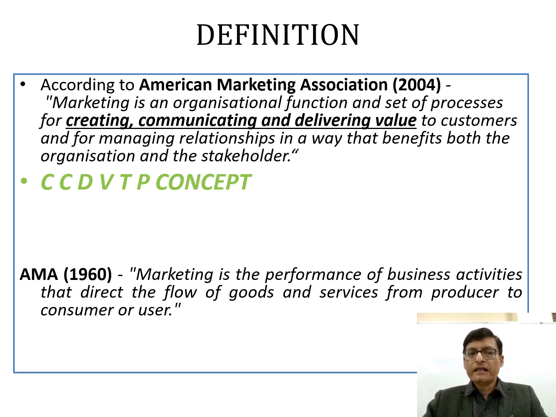Third is DVT. DVT stands for delivering value to the customer. D stands for delivering, V stands for value, and T stands for to the customer. And finally, it is P. P means for profit. Everything that the organization is doing is only for the profit. So the CCDVTP concept stands for creating, communicating, delivering value to the customer for profit.